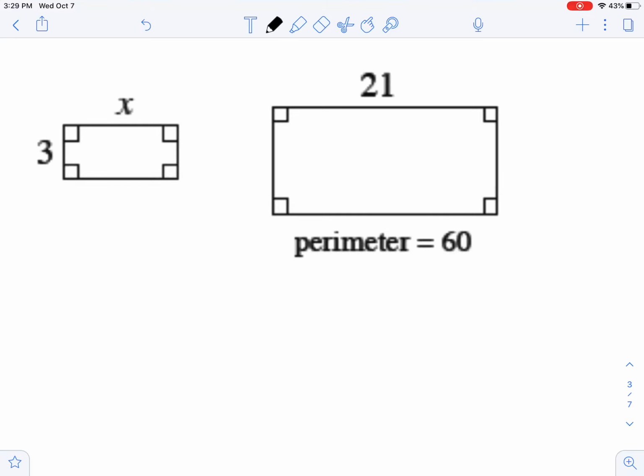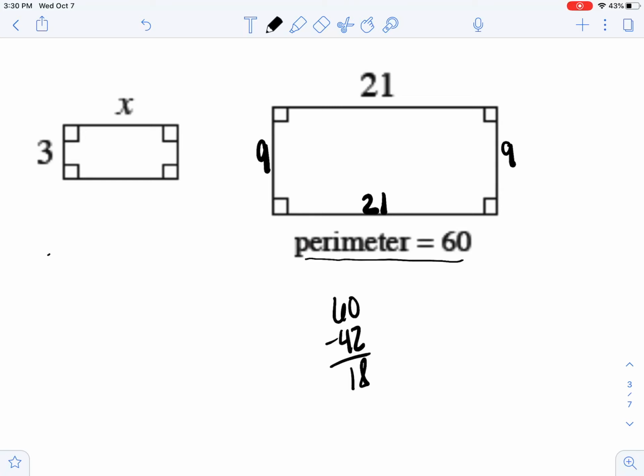All right, this one was a little trickier in the fact that you don't know this side length here. You have to do a little bit of work to find it. This is a rectangle, and they tell me the perimeter is 60. Because it's a rectangle, the bottom is also 21, and then those two together make 42. So if I do 60 minus 42, I have 18 units left to be split evenly. Each side has to be 9.